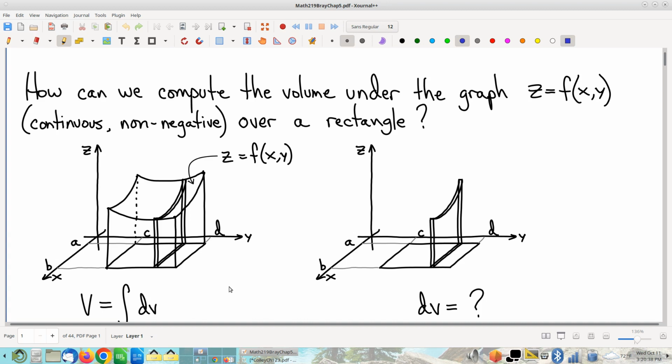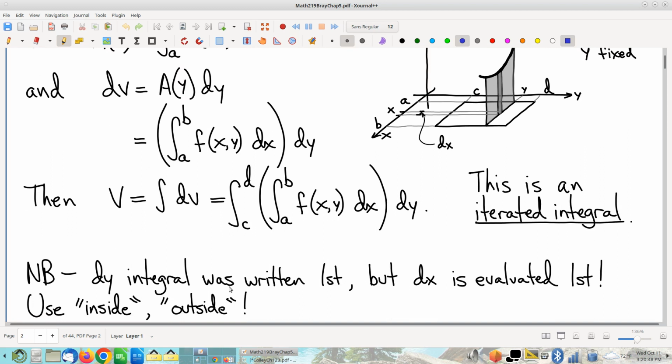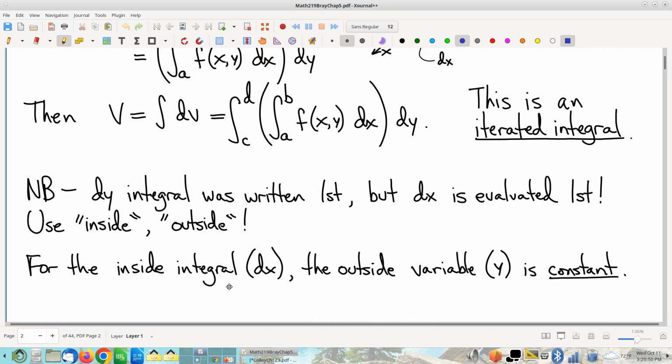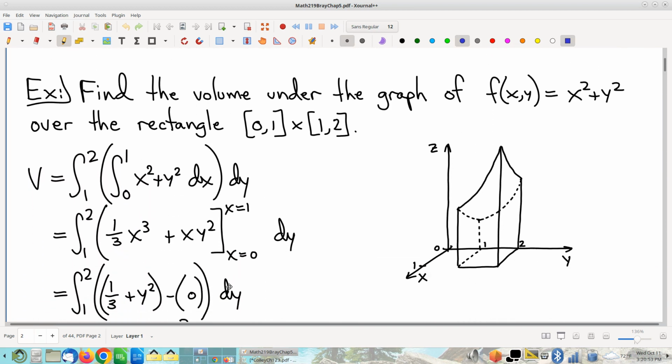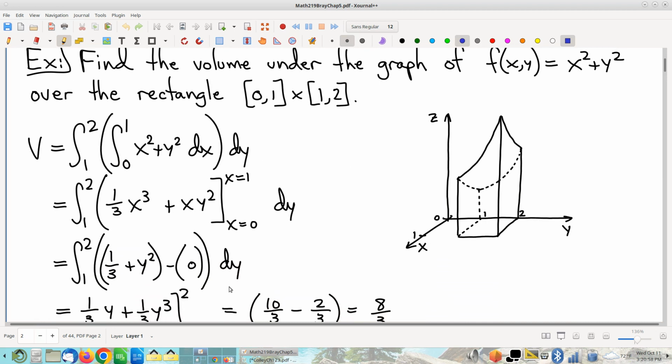Big picture idea is we were going to slice it up, and then we realized that those cross-sectional areas are themselves integrals, and we find ourselves doing integrals of integrals. Okay, so thus the term iterated integral. We did an example and talked through the little details: you have to be careful to remember that when you see the outside variable in the inside integral, it's to be treated as a constant, because it is literally constant for the purposes of that integral.